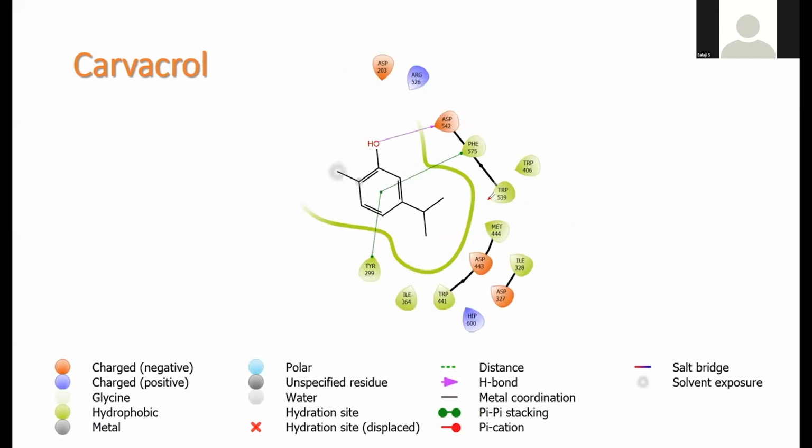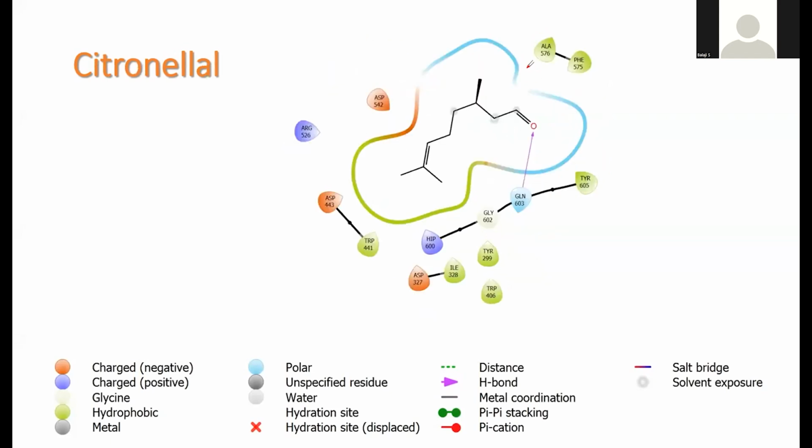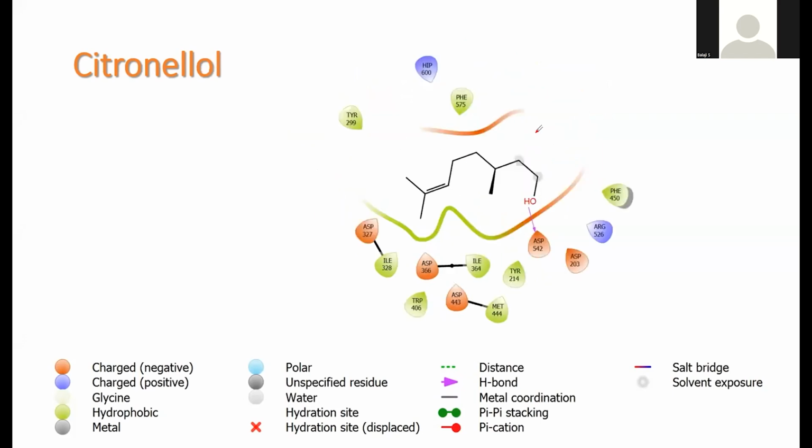So carvacrol has a hydrogen mediated interaction, and the phenylalanine and tyrosine residues of the glucoamylase also had a pi-pi stacking interaction, because these two are aromatic amino acids. So this aromatic ring was having a pi-pi stacking kind of interaction. And then carveol had hydrogen bond mediated interactions, because there were a lot of OH groups. And then citronellol, the aldehyde part of it, just has a single hydrogen interaction.